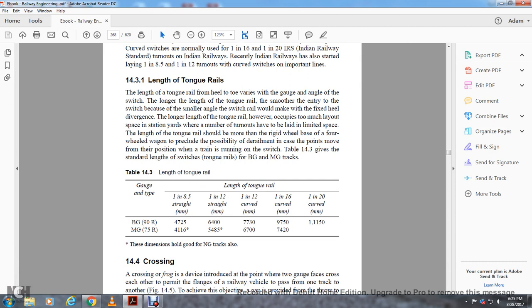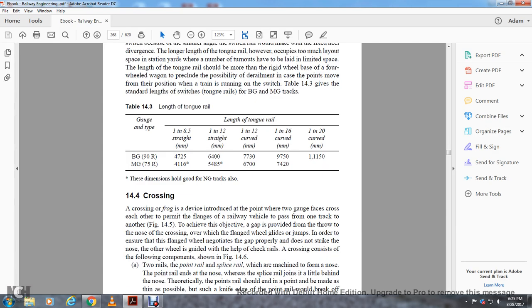Broad gauge: 1 in 8.5 straight, 4,725 millimeters; 1 in 12 straight, 6,400 millimeters; 1 in 12 curved, 7,730 millimeters; 1 in 16 curved, 9,750 millimeters; 1 in 20 curved, 11,000 millimeters. Meter gauge: 1 in 8, 4,000; 1 in 16, 5,000; 1 in 12 straight, 4,850; 1 in 12 curved, 6,700; 1 in 16 curved, 7,420. The asterisked dimensions hold good for narrow gauge also.